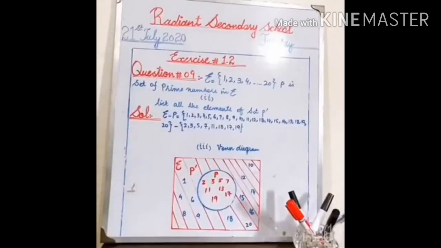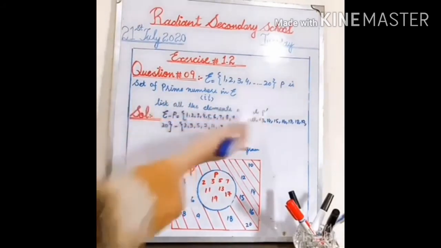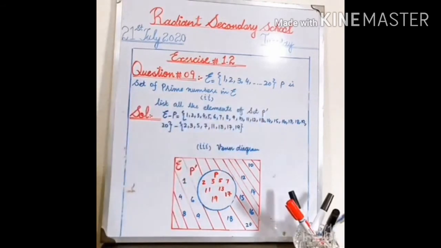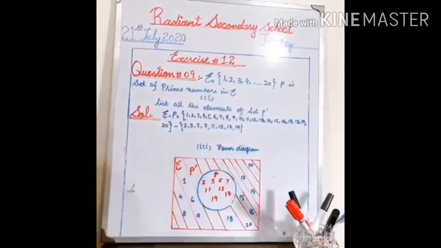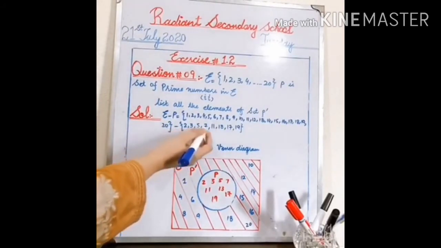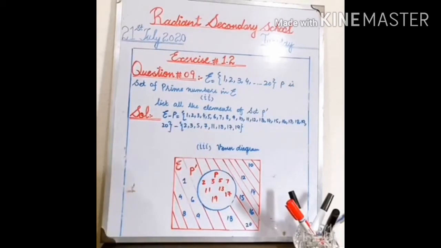Okay students, now in question number 9, second part, E is given as 1, 2, 3, 4 up to 20. P is the set of prime numbers in E. What you have to do, you have to list all the elements of set P complement. Means you have to find out P complement. And what is the meaning of P complement? We have to do E minus P. So first, for our convenience, we write down all the elements of set E, 1 to 20. Then put the minus sign and then write down the set P. P means the prime numbers. So here the prime numbers are 2, 3, 5, 7, 11, 13, 17 and 19.